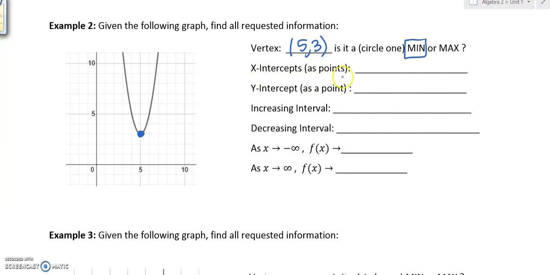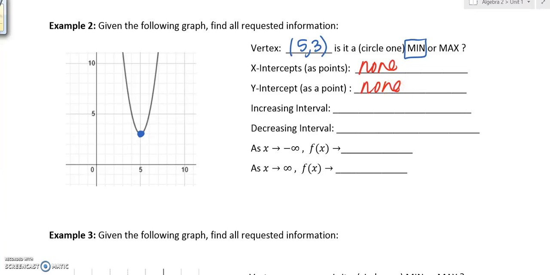X-intercepts, always as points, is where it crosses the x-axis. In this case, it doesn't happen. We have no x-intercepts. We also have no y-intercepts, or we can't see them on this chunk of the graph. Okay, so we're going to say none for both of those.